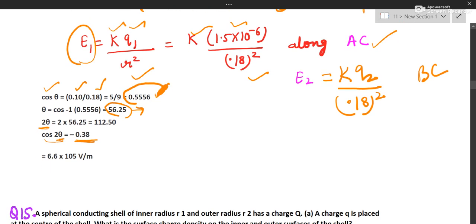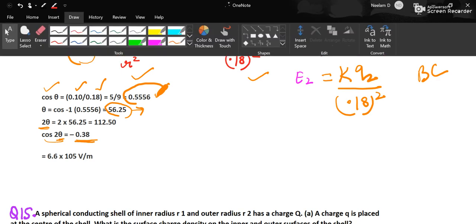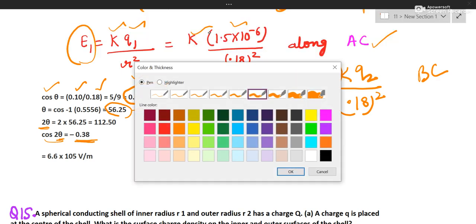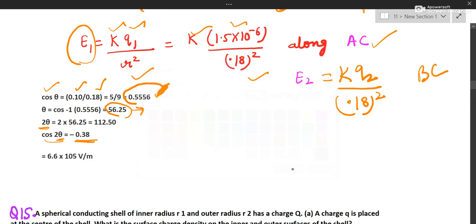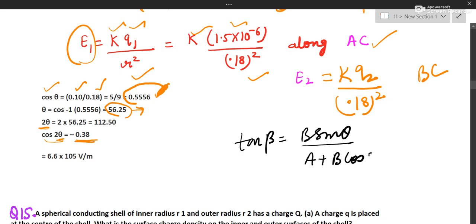Again one thing is left, which is direction. For direction, in the triangle law, what did we used to do? We used to do tangent beta. So you can find tangent beta. Tangent beta is B sin theta divided by A plus B cos theta. First of all, in place of theta you use 2 theta because by default I have used 2. So in the numerator also it has to be 2 theta.